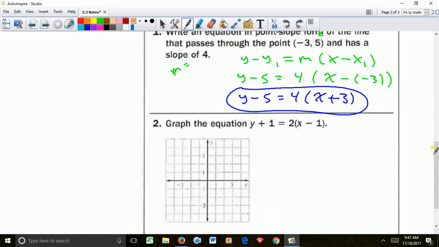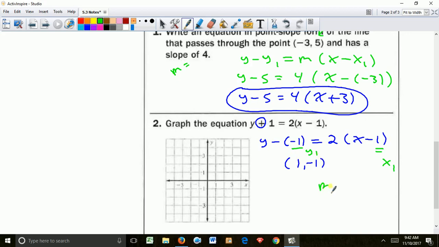Moving on to problem number 2. Here they want you to graph the equation y plus 1 is equal to 2 times the quantity of x minus 1. Note here that this is not quite in point-slope form. We have to take care of this plus sign right here. We're rewriting this to get y minus the opposite of 1, and that's equal to 2 times x minus 1. So the point that we're going through is going to be the point 1, -1. And that comes from this 1 right here being x1, and this -1 right here, which is your y1. So we know we're going through the point 1, -1.